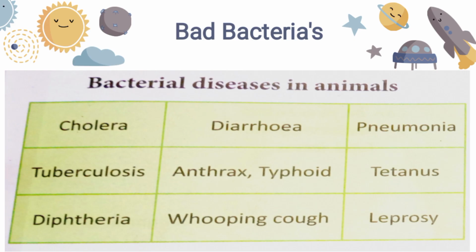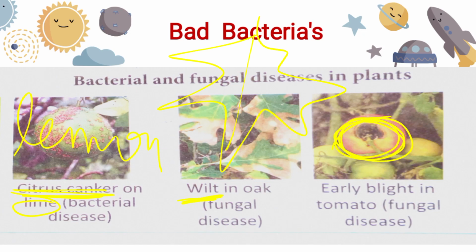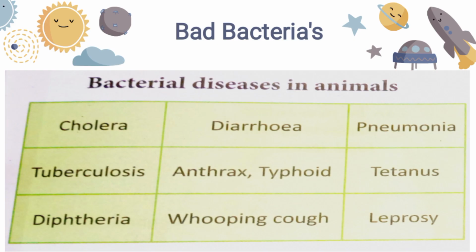Now let's see some bacterial diseases in animals. Previously, we have seen the bacterial or fungal diseases in plants. Now we will see the bacterial diseases in animals. Cholera, diarrhea, pneumonia, tuberculosis, anthrax, typhoid, tetanus, diphtheria, whooping cough, leprosy. These all are the bacterial diseases which are caused in animals.